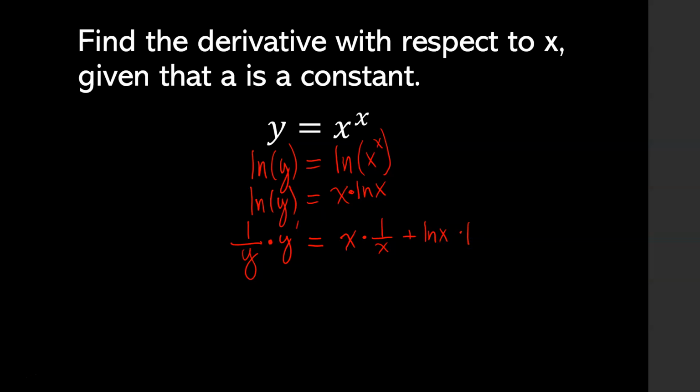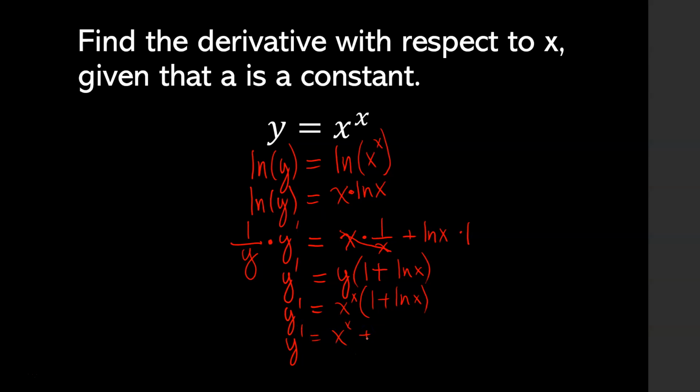All right, well, we have a derivative notation y prime, so let's rearrange, multiply both sides by y. So the right-hand side ends up being y times 1 plus the natural log of x. A little bit weird to have that y, so we'll replace y with, way up top, x to the power x. And distribute to get the derivative of x to the power x is x to the power x plus x to the power x times the natural log of x.